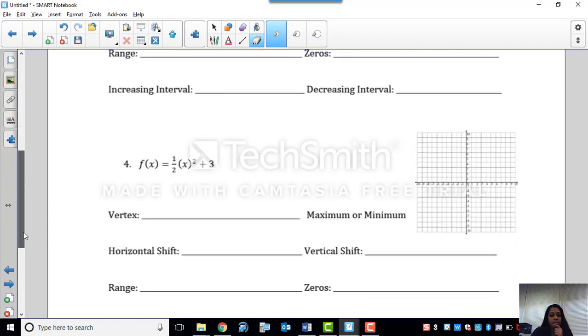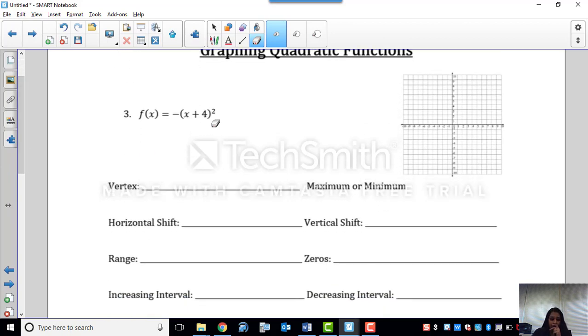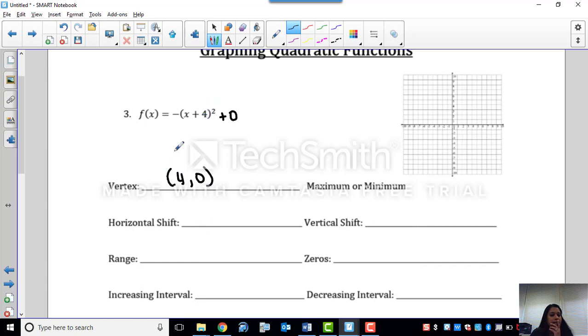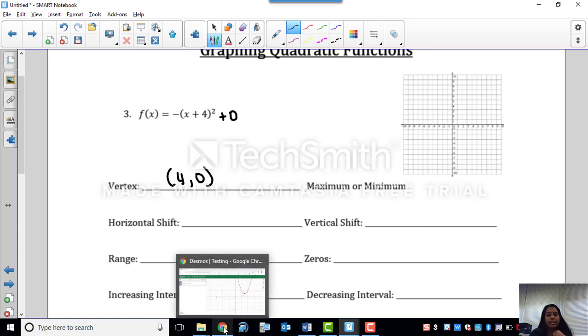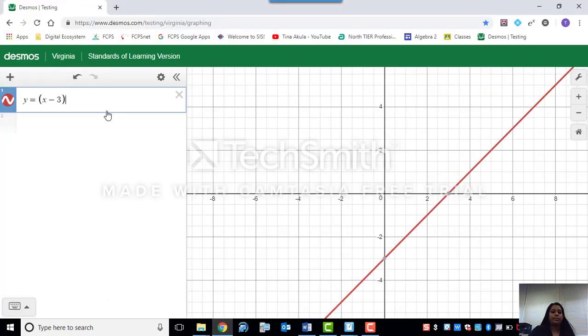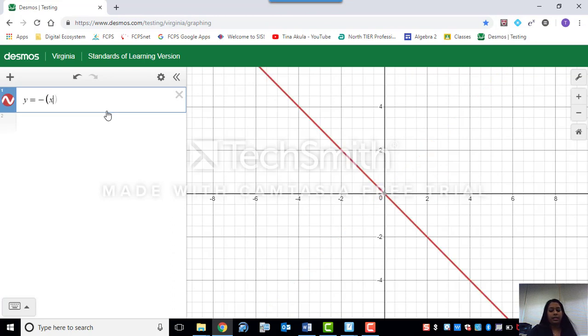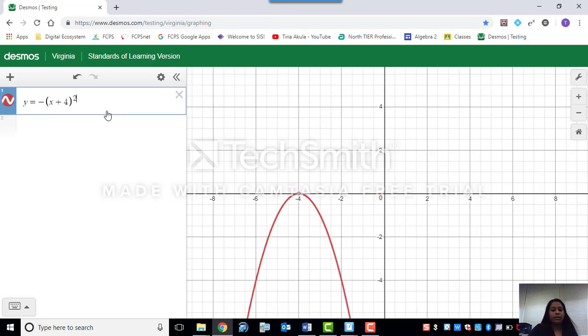And 2 more examples. Here, let me see if I can do this without graphing. So this doesn't have a k here, so I can just say plus 0. I'm not really changing anything if I say plus 0, which means that my vertex must be 4, 0. Okay, let me graph this. Negative x plus 4 squared. Oh, look at that. It opened down because of the negative here.